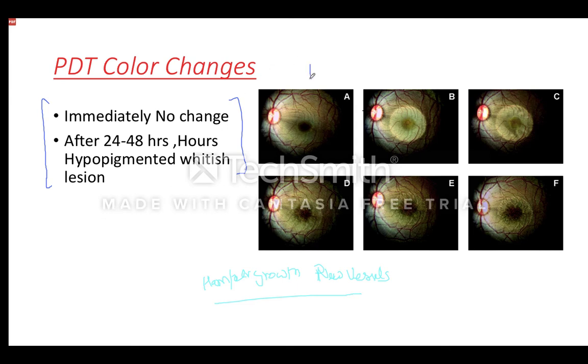These are the serial photographs taken after a photodynamic therapy. This one is taken immediately, let's say within 24 hours, then around 48 hours or 72 hours, then within around 5 or 7 days, and this is after 9 months. You can see that after photodynamic therapy, initially there is a slight bleaching but no change in color. But after 48 to 72 hours, definitely there is a whitening of the lesion.